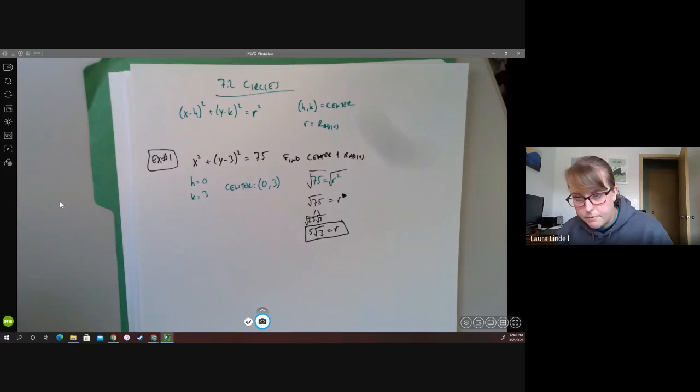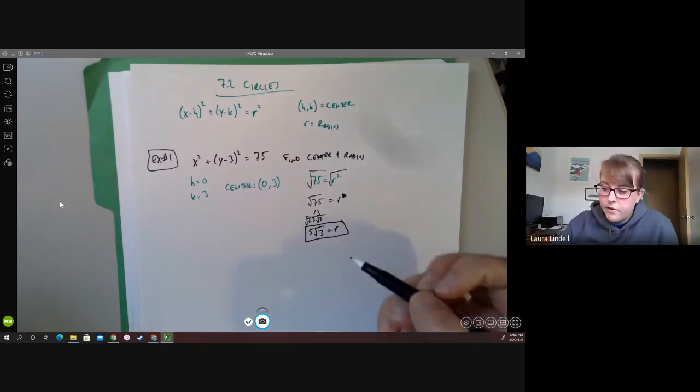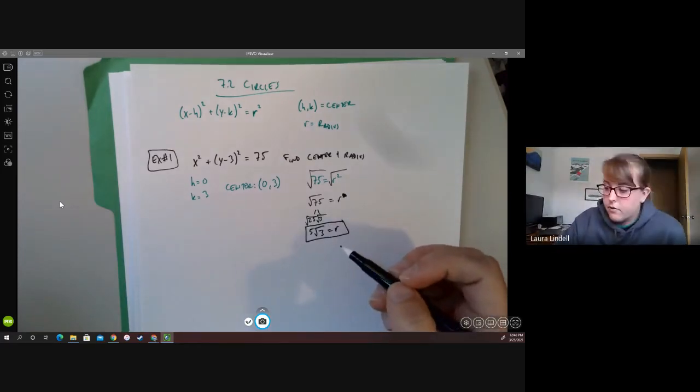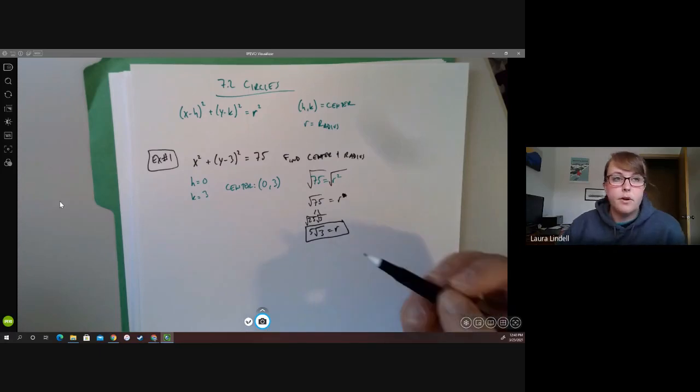Does the formula add up to the diameter? No, because diameter is 2 times the radius, not the radius squared. So the diameter for this one, if you were asked for the diameter of the circle, would be 10 root 3, because it's just this multiplied by 2. Good question, though.